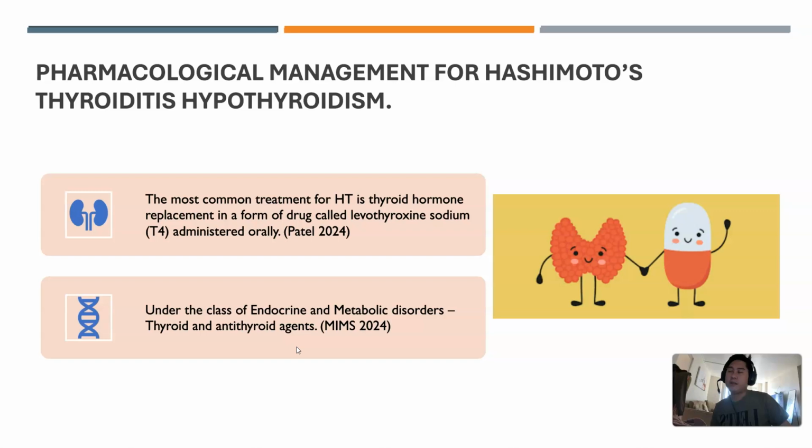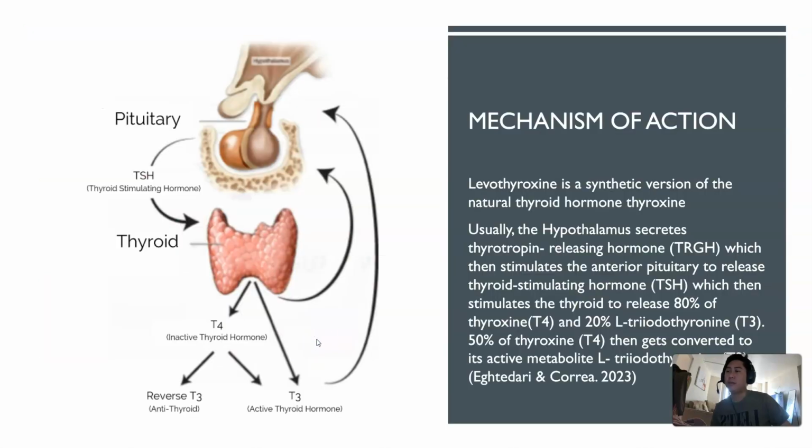Usually, the hypothalamus secretes thyrotropin releasing hormone, which then stimulates the anterior pituitary to release thyroid stimulating hormone, which then stimulates the thyroid to release thyroxine. Thyroxine then gets converted to its active metabolite, triiodothyronine, and this mechanism in the thyroid is not possible due to the disease. So here comes our levothyroxine.